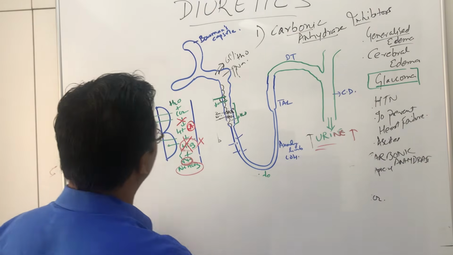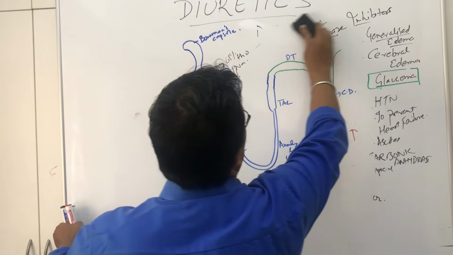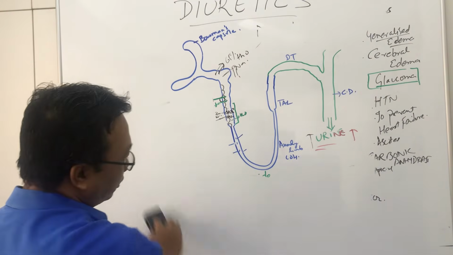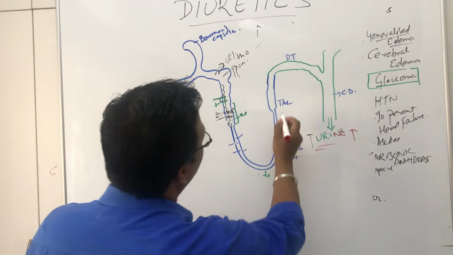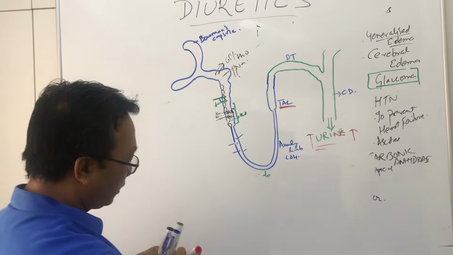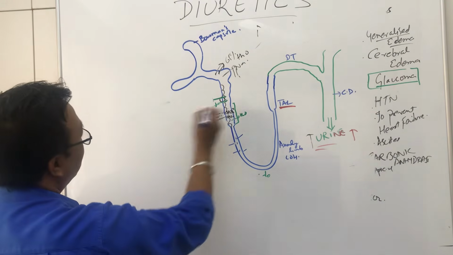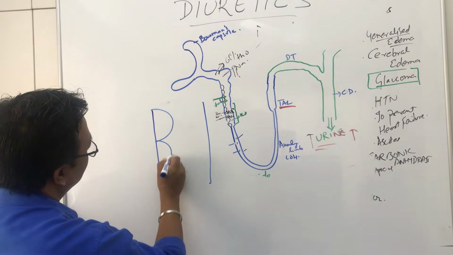Okay, we move to the next now. That is one type of diuretic we use, the carbonic anhydrase inhibitor. The next type is in the thick ascending limb. Now let's come to the thick ascending limb. What happens? Let me make a thick ascending limb here, and these are the epithelial cells.